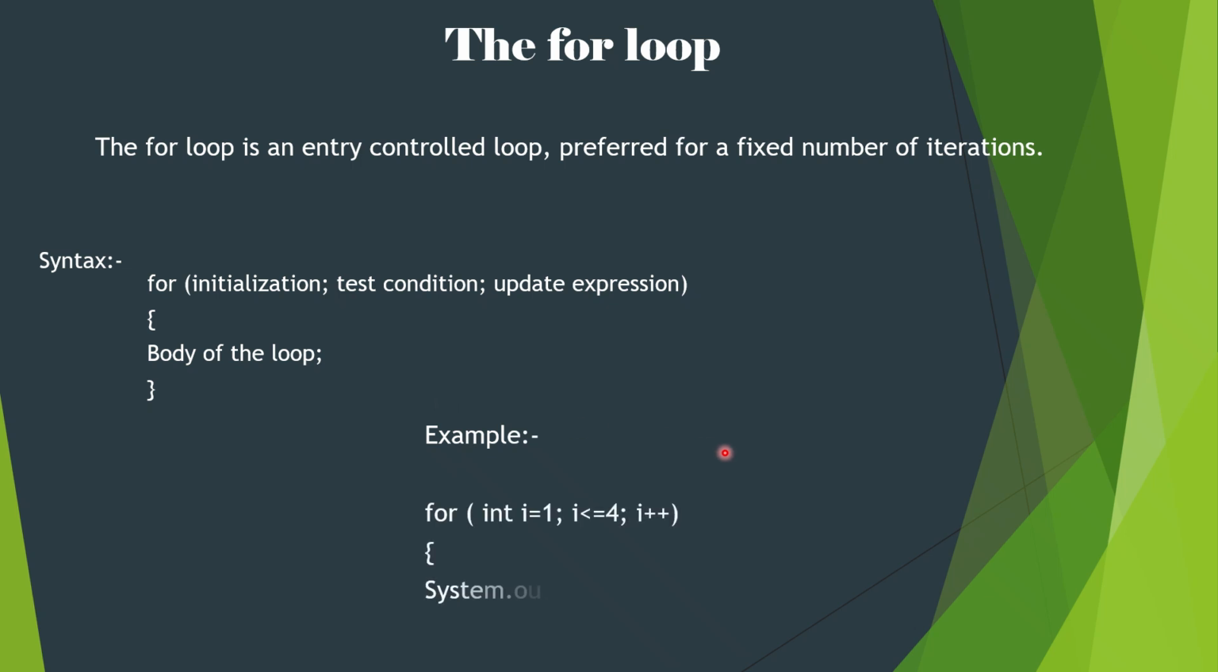for (int I = 1; I <= 4; I++) System.out.println("Java"). Here, if we compare, int I = 1 is initialization, which gives the beginning value of the loop. Test condition I <= 4 means if the I value is less than or equal to 4, the body of the loop will be executed. And update expression I++ means a change of 1 in the I value, so after 1, I will become 2, 3, 4 this way. So if we run this example, it will print Java 4 times.